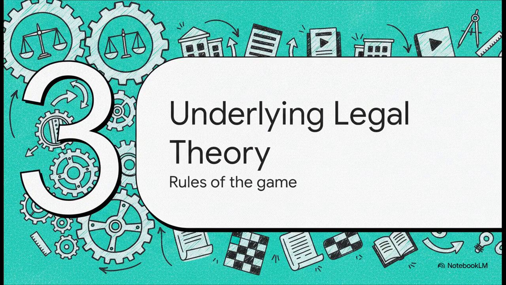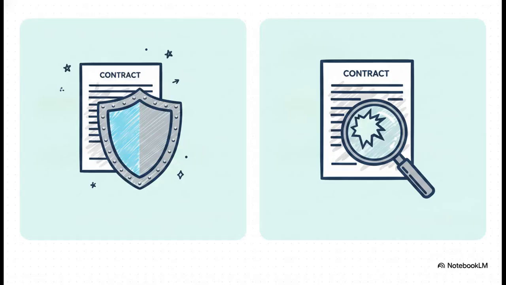So let's dive into part 3, the underlying legal theory. Basically, the rules of the game. When you look at standard contracts, you usually see explicit protections. You've got your standard limitation caps acting like a shield in almost every professional agreement. But the real legal drama happens in the gaps. What happens when there's a dangerous silence regarding gross negligence?